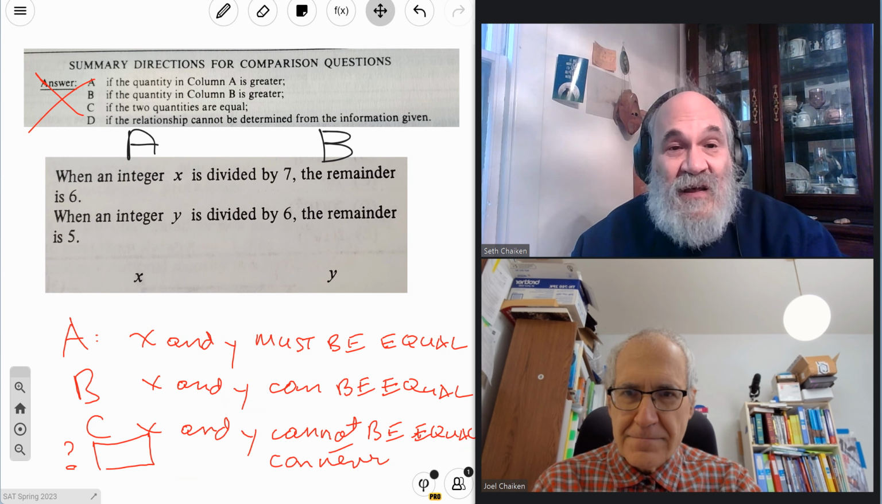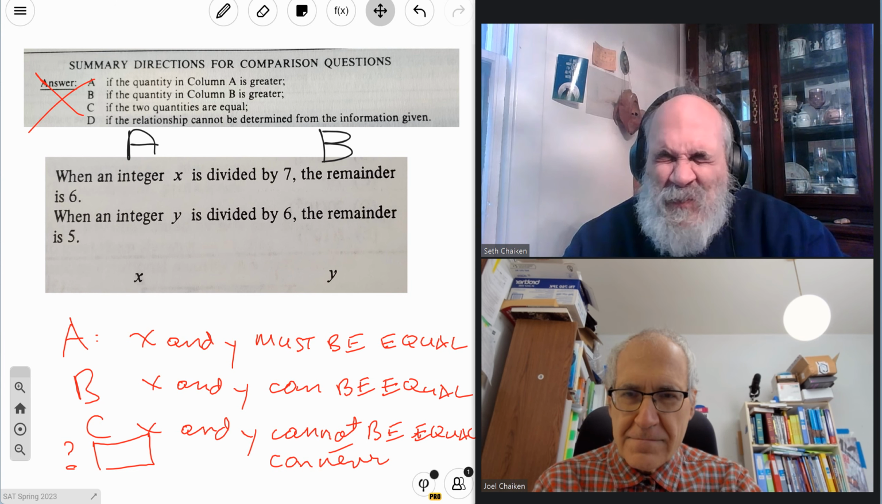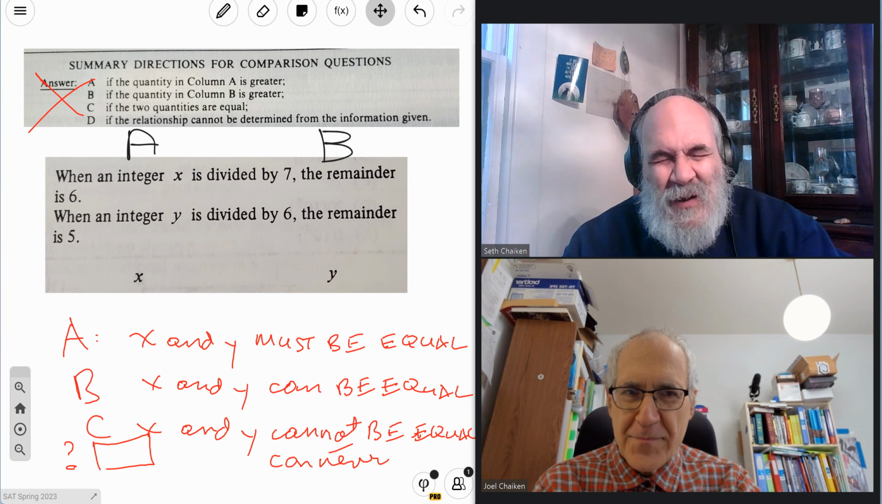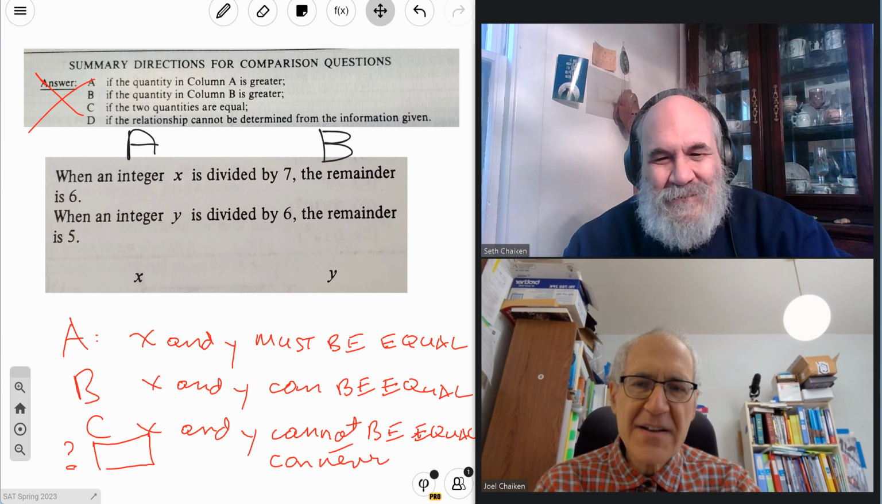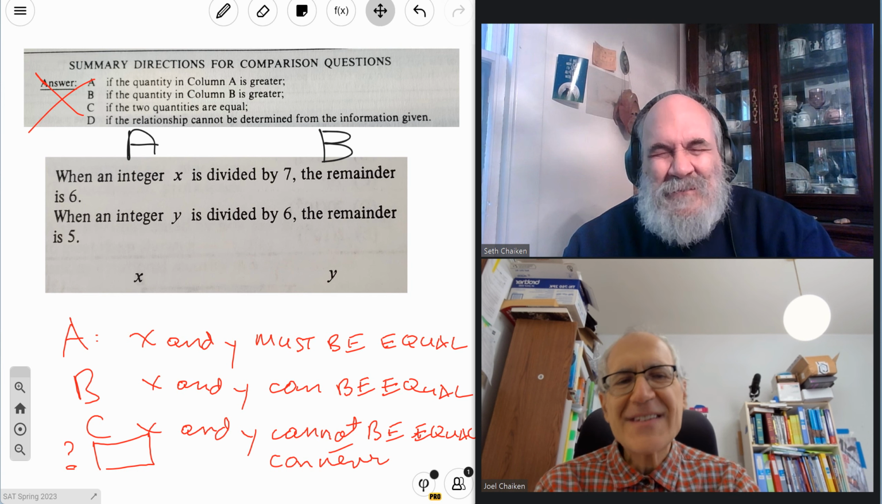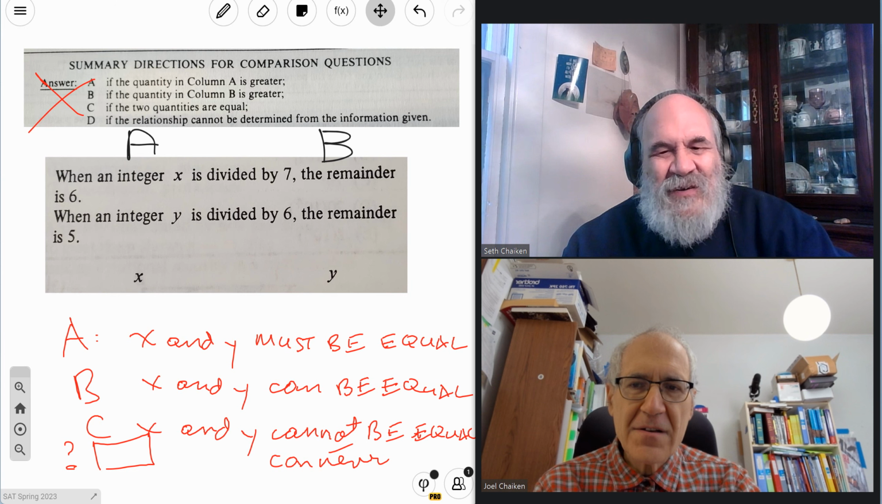Now that's a Chinese remainder theorem question. The Chinese remainder theorem says that the answer is B. They can be equal for some X and Y. In other words, there is an X and Y for which they are numbers. There is a number called X and Y.